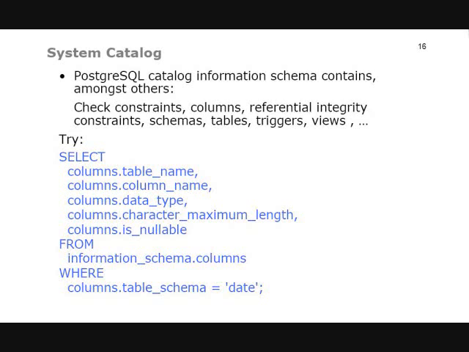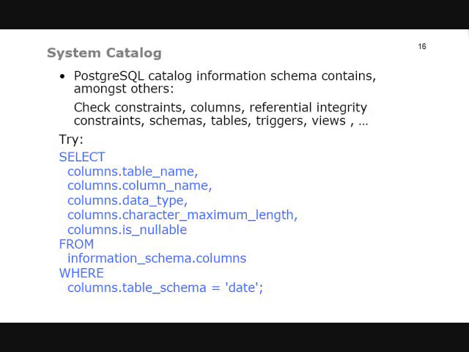So let's say that we wanted to select the information on columns or attributes that we have, including the table name, the column name, the data type, the maximum length of characters for a particular column, whether it is nullable or not, and we want to do that from the information schema columns table, but we only want to do it for the date schema. So for the columns table, columns.table_schema is equal to date.